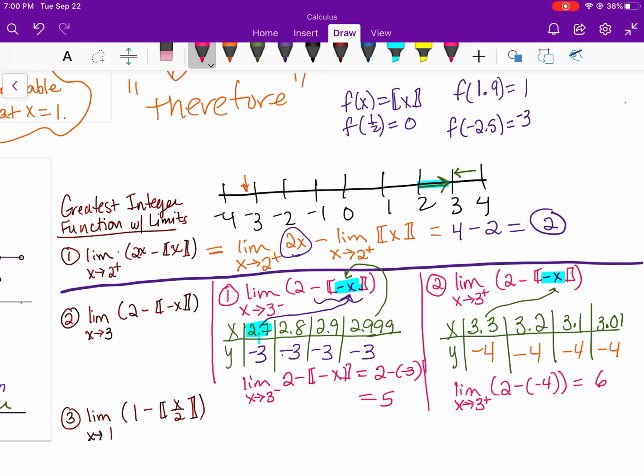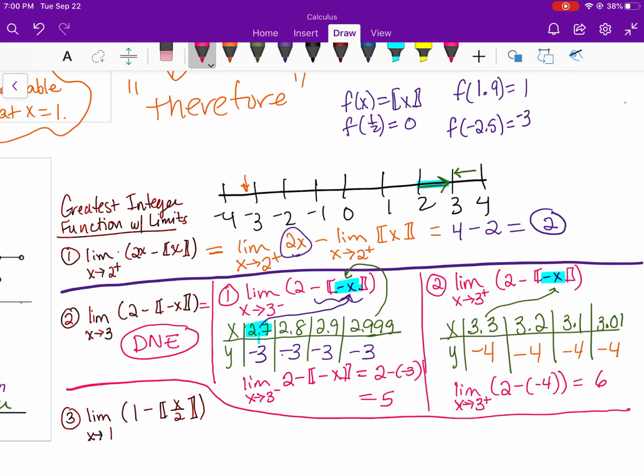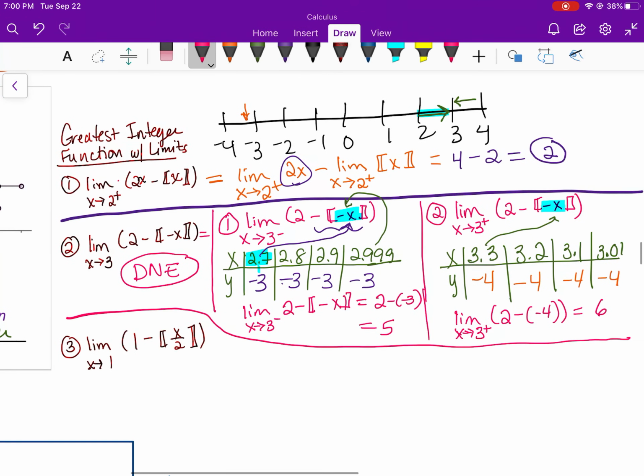So because the two sides don't agree, we have does not exist. Now, in class, we also got the answer of does not exist, but for a different reason. So I do want you to go back and fix your work, and hopefully with the table, this is going to make more sense. All right, let's try the same rationale on the last one.